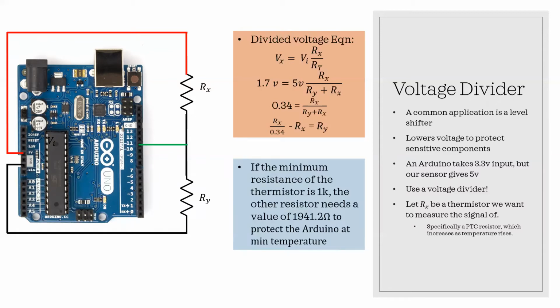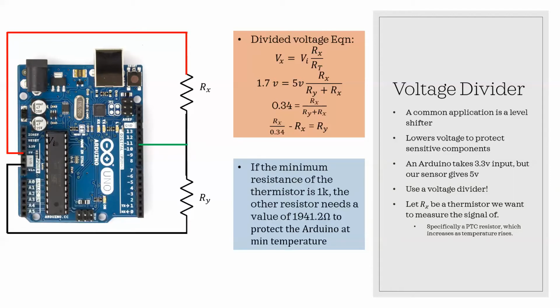So if we know that our thermistor has a minimum resistance, sorry, of 1K ohms or 1,000 ohms, then we need to calculate how much resistance the other resistor needs to provide. So we use our divided voltage equation, where Vx in this case is that 1.7 volts we need to drop across, and Vi is the 5 volts supplied overall to our circuit. We don't know the value of resistor Y we're using quite yet, but we do know that our minimum value of the thermistor is 1,000, so Rx can sub in 1,000.